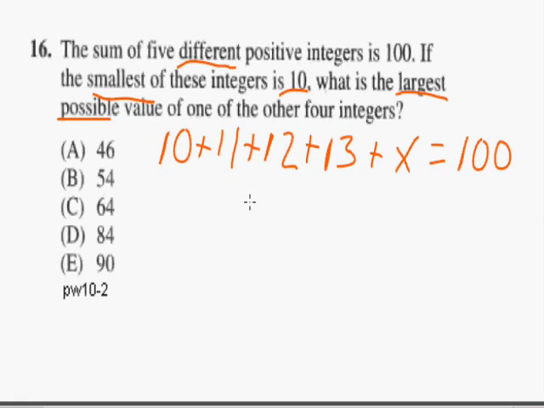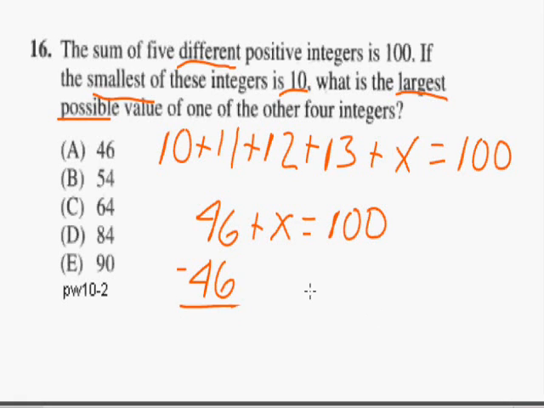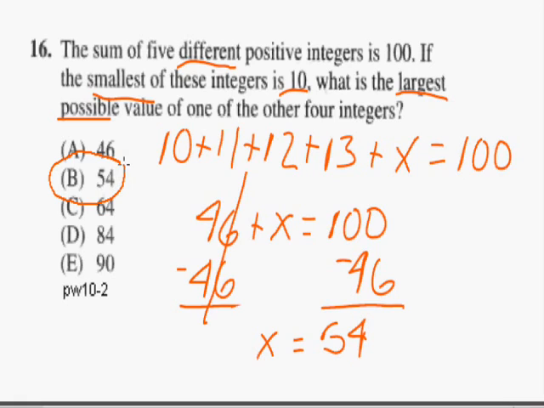So 10 and 11 is 21, and 12 is 33, and 13 is 46, plus x equals 100. Now, what we do to one side we do to the other. We have our equation set up, so we're going to subtract 46 from both sides of the equation. That cancels out over here, and we get that x equals 54. So what is the largest possible value of one of the other four integers? 54. So we solve and then we match. Okay, so the answer is B, 54.